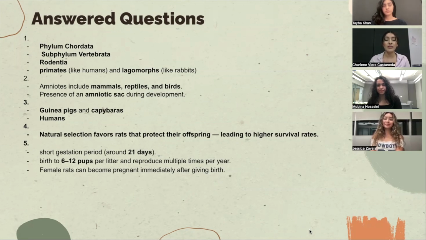Some rodents, like guinea pigs and capybaras, have short or no visible tails. Tailless mammals include humans, great apes, koalas, and wombats. Natural selection favors rats that protect their offspring because they have higher survival rates, passing on those behaviors to future generations. Rats have a short gestation period, around 21 days, and give birth to 6 to 12 pups per litter. Female rats can become pregnant immediately after giving birth. Their fast reproductive cycle allows them to recover quickly from population losses due to predation or environmental changes.